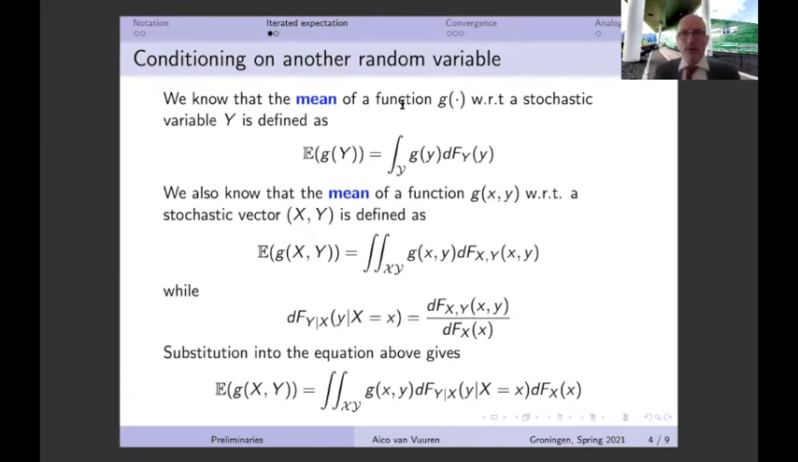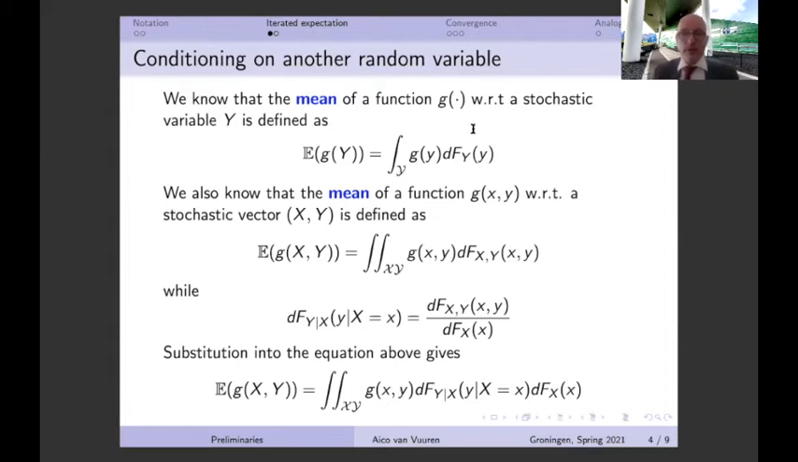A mean of a function g with respect to a stochastic variable y is defined as follows. We usually use for the mean this E that we have over here. In this case, it's the mean of g(y). And that's actually nothing else than an integral over the support of y, the calligraphic Y, of course. And then we have the function g(y) multiplied by either the density or the probability function of y. So this is now going to be our mean as we have it over here.